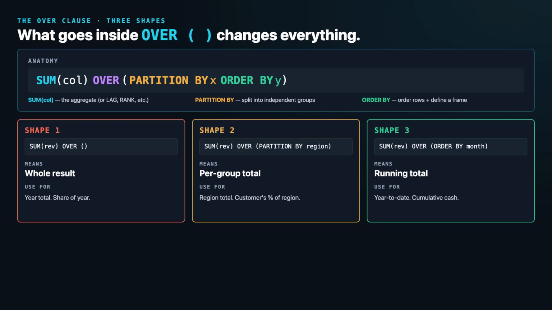Shape 3. ORDER BY a column inside OVER. The window becomes everything from the start through the current row. Use it for running totals, year to date, or LAG and LEAD. The centerpiece. The whole month-over-month dashboard in one query.